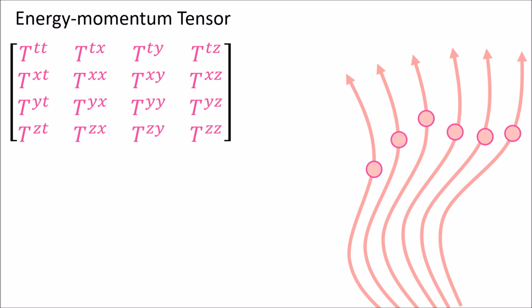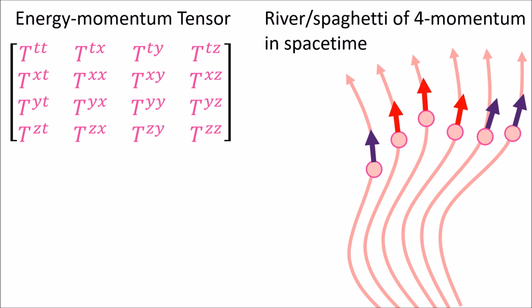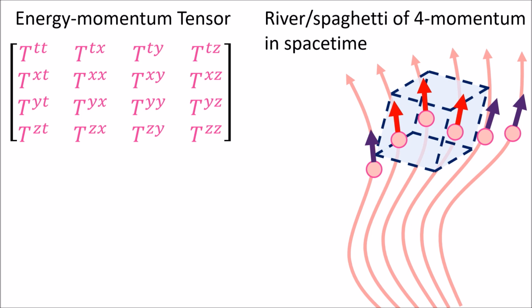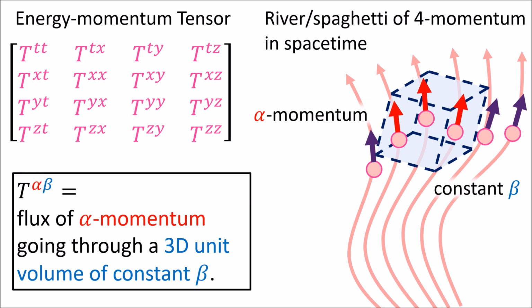A bunch of particles moving through spacetime will each have their own world line. The result is like a river of 4 momentum, which looks a little bit like spaghetti. If we take a cross-section of this spaghetti using a unit box at a constant coordinate, then the total 4 momentum in this box will give us 4 of the 16 components of the energy momentum tensor.